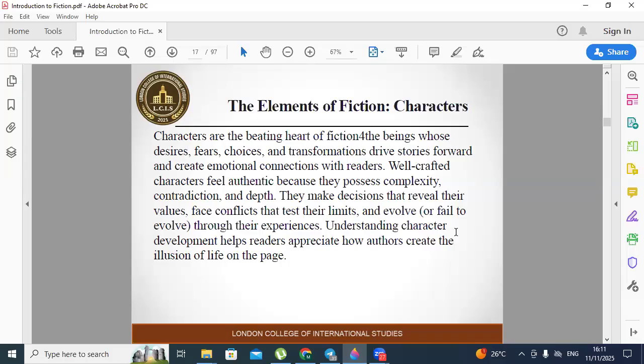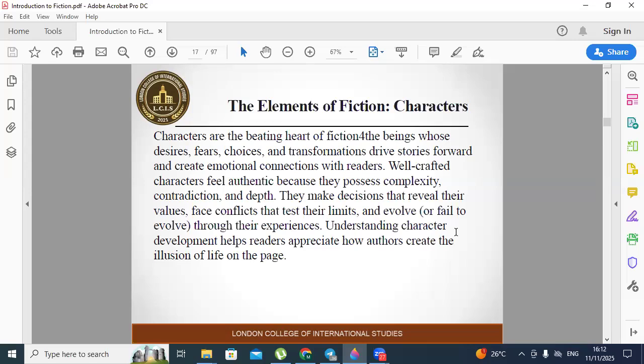Well-crafted characters feel authentic because they possess complexity, contradiction, and depth. Just like real people, they're not simple heroes or villains, but complicated individuals with mixed motivations. They make decisions that reveal their values, sometimes acting against their stated beliefs. They face conflicts that test their limits. They evolve or fail to evolve through their experiences. Understanding character development helps readers appreciate how authors create the illusion of life on the page.